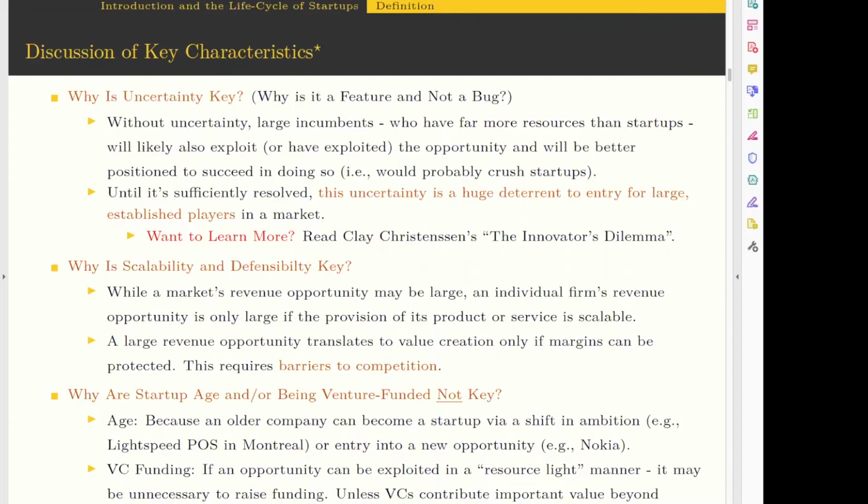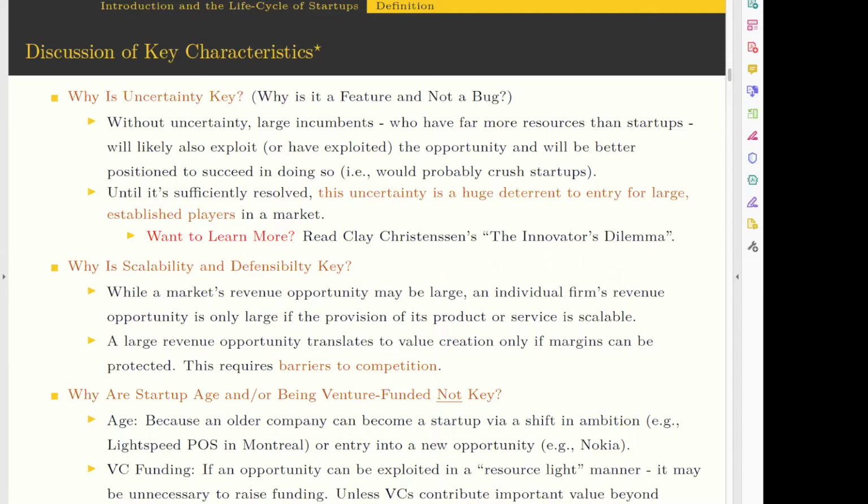Okay, so there's also this bullet point on startup age and being venture funded not being key. So a startup doesn't need to be a new company, because you have companies that start with moderate ambition, but eventually something clicks and they've stumbled onto something that's high potential, and then they shift gears and start acting like a startup. A great example in Montreal is Lightspeed Point of Sale. Something that people might not know, right? We think of Lightspeed Point of Sale as being the most successful startup in Montreal over the last, more than 10 years, right? 15 years.